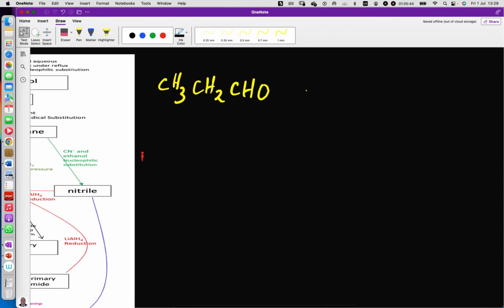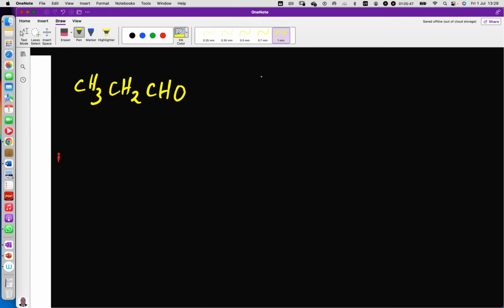Now, this can undergo what we call reduction to primary alcohol. For instance, reduction uses lithium tetrahydroaluminate. You can either use lithium tetrahydroaluminate, or you can use sodium tetrahydroborate.